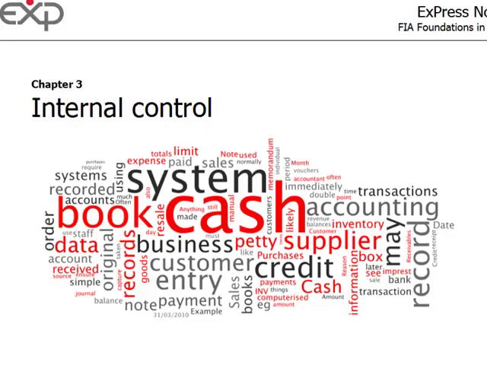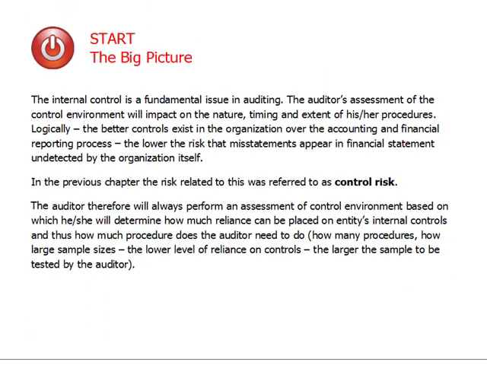Let us first look at the big picture here. In a previous video, I told you about the risk model and the importance of internal controls. Internal controls is the part of organization's procedures which for the auditor can reduce the audit risk, the risk of issuing a wrong opinion. If you recall the audit risk model, audit risk is inherent risk multiplied by control risk multiplied by detection risk.